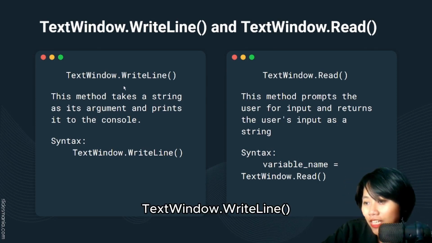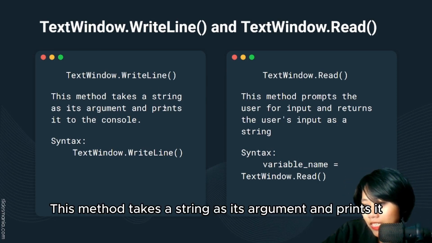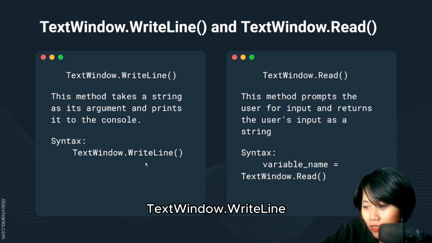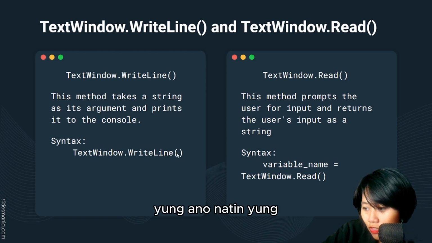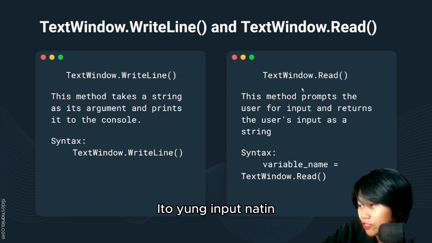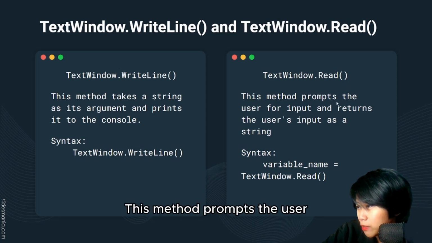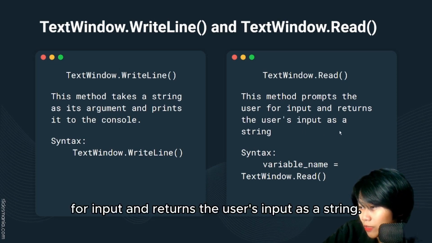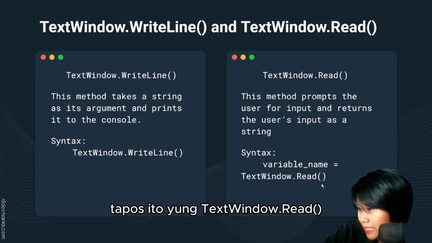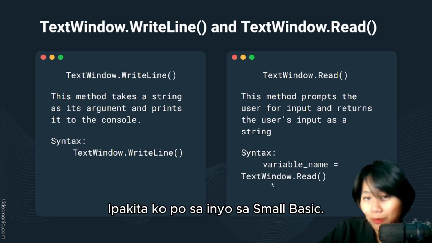TextWindow.WriteLine. This method takes a string as its argument and prints it to the console. Ito yung syntax niya. TextWindow.WriteLine. Tapos dito yung ilalagay natin, either variables or yung mga quotation, mga ganun. Ito yung input natin. TextWindow.Read. This method prompts the user for input and returns the user input as a string. Ito yung syntax niya. Ito yung variable. Tapos ito yung TextWindow.Read. Ipakita ko po ito sa Small Basic.